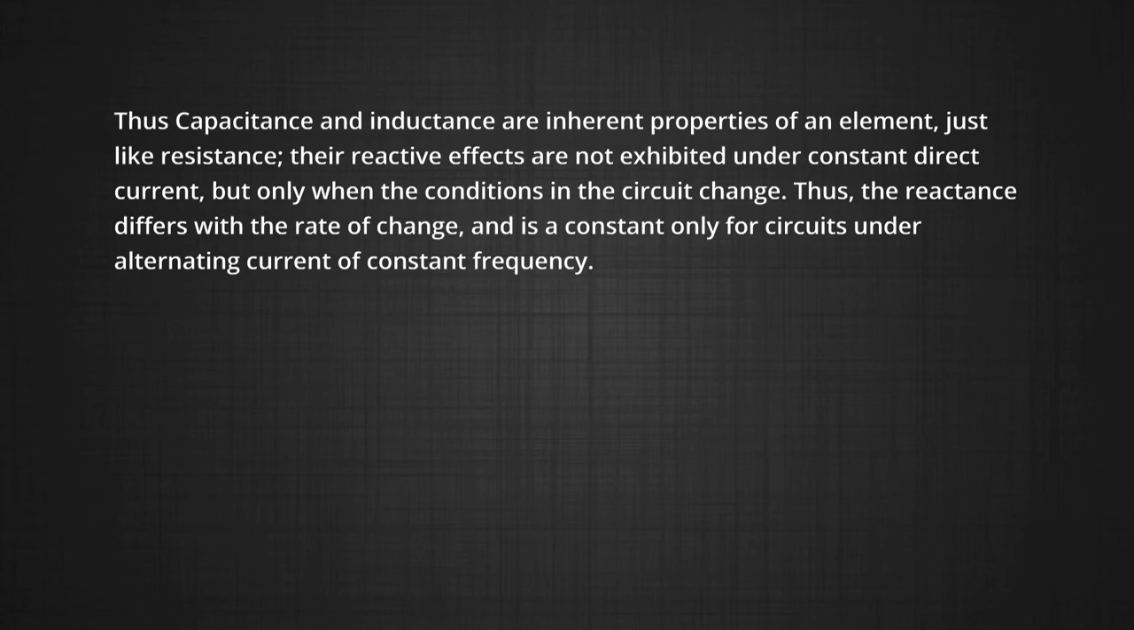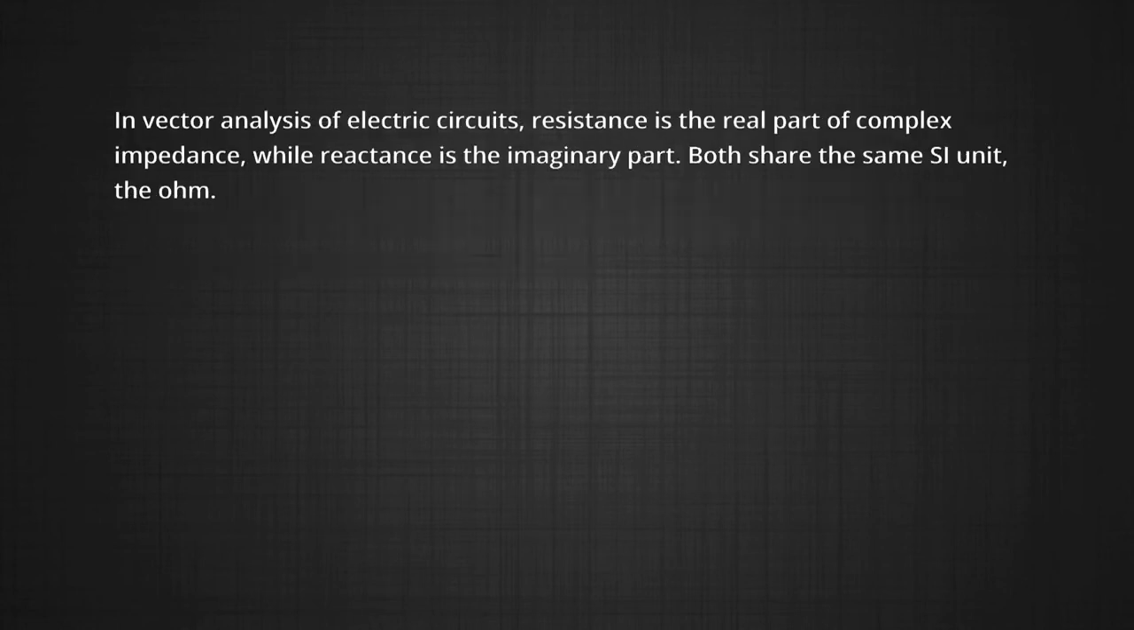Their reactive effects are not exhibited under constant direct current, but only when the conditions in the circuit change. Thus, the reactance differs with the rate of change, and is constant only for a circuit under alternating current of constant frequency. In vector analysis of an electric circuit, resistance is the real part of the complex impedance, while reactance is the imaginary part. Both share the same SI unit, that is ohm.